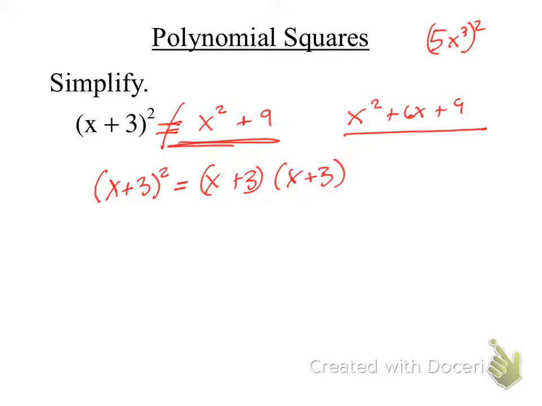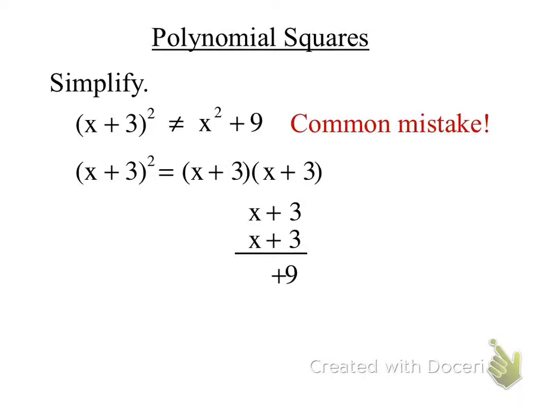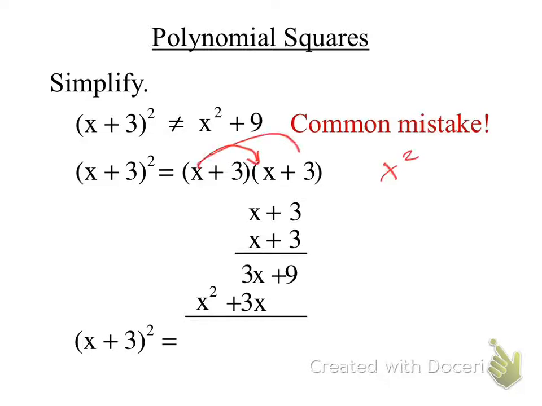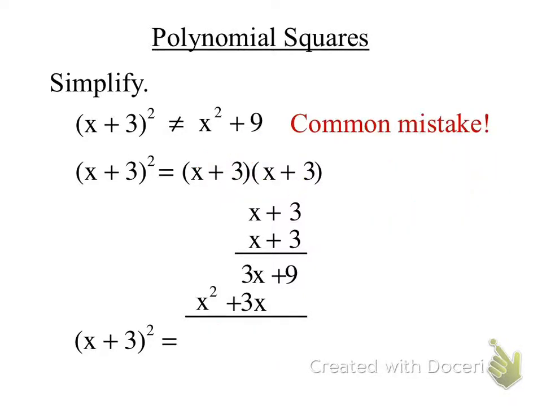In fact, you'll see right here as we do it. I don't like to do it vertically. I would just do that times that: x squared plus 3x plus 3x plus 9, x squared plus 6x plus 9. All right. Does that make sense? So be careful with that. That will be a common mistake that will happen the rest of the year. We do not distribute exponents.